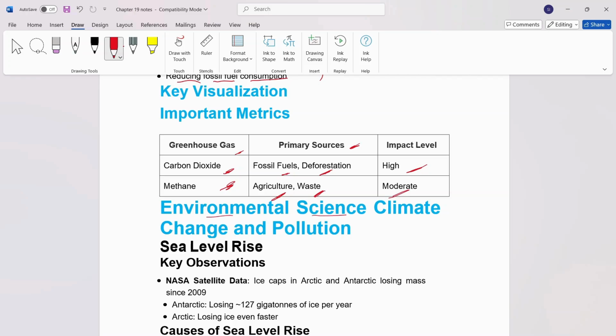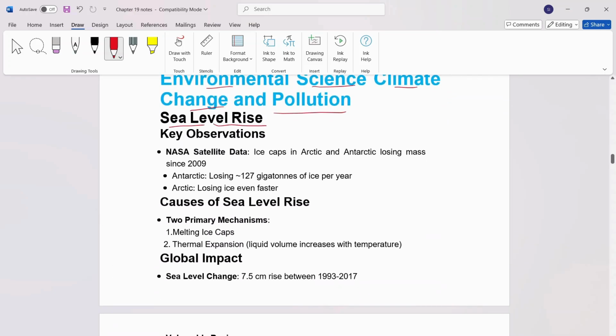Now let's talk about environmental science, climate change and pollution. Now we see sea level rise. Key observation: NASA satellite data tells us that ice caps in the Arctic and Antarctic have been losing mass since 2009. Antarctica is losing approximately 127 gigatons of ice per year. The Arctic is losing ice even faster. The cause of this sea level rise is the melting of ice, and the melting of ice is linked with global warming, the increase in temperature.